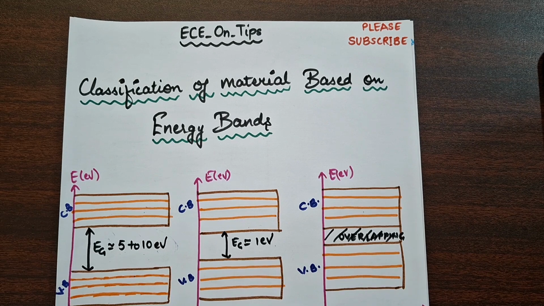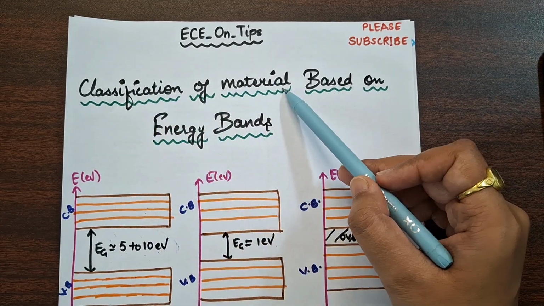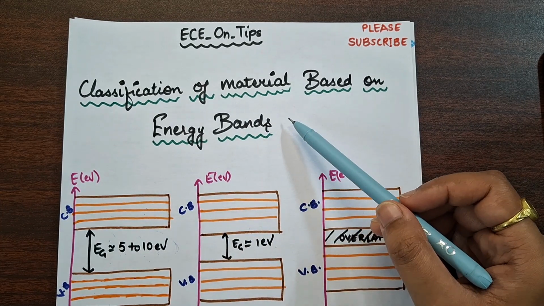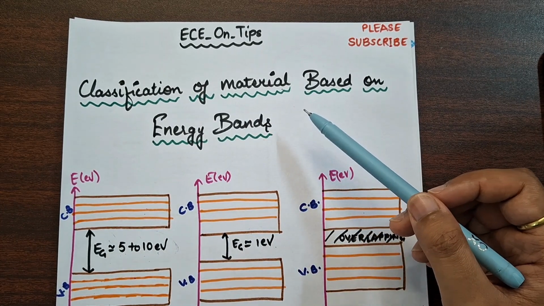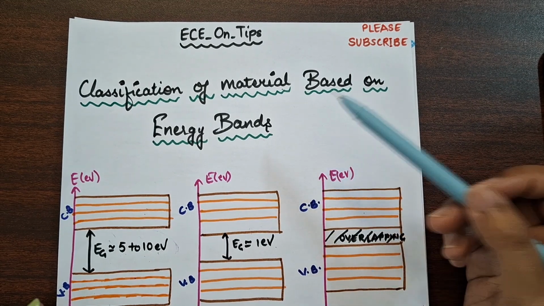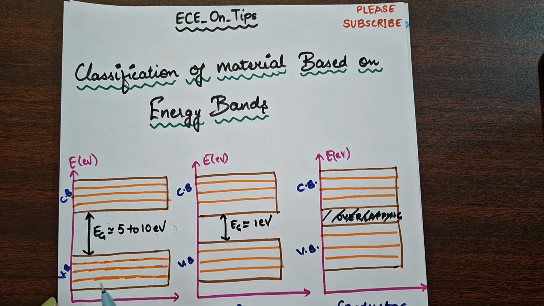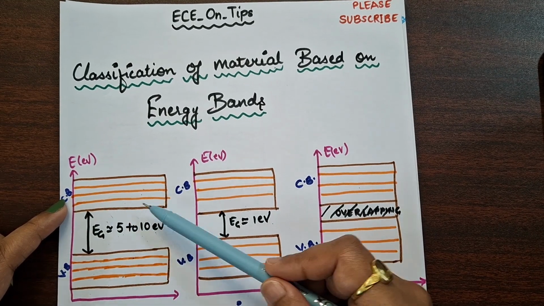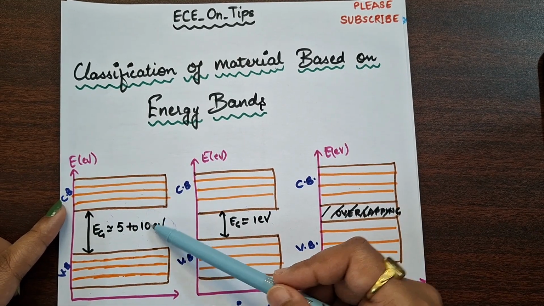I am Samiksha Shrivastava. In today's lecture, I will be teaching classification of materials based on the energy bands. In the previous lecture, I've already told you about what is the valence band, conduction band and the band gap between them, right? So what is the valence band? Where the free valence electrons are present. What is the conduction band? Where the free electrons are present. And the band gap is the separation between the two.